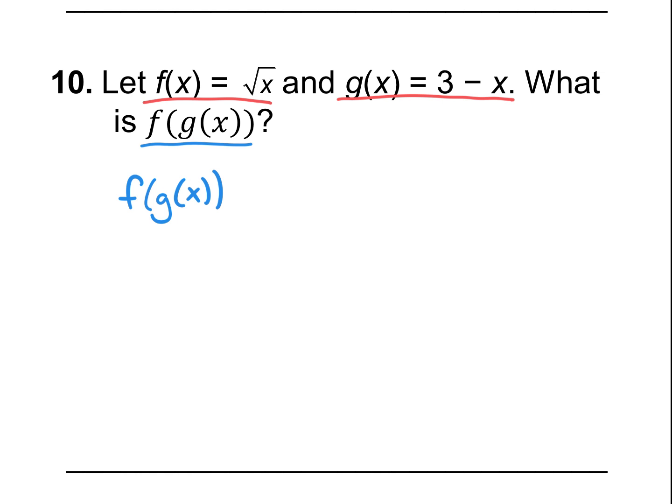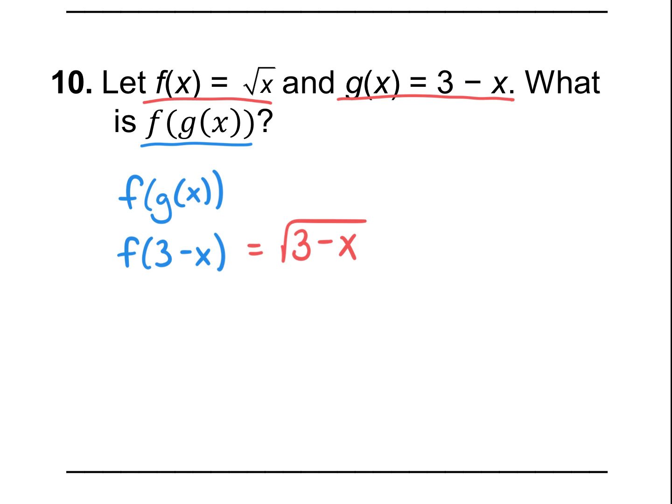Do I know what g of x is? What is g of x? 3 minus x. So this now turns into f of 3 minus x. So now, what do I do with this 3 minus x? Plug it into that f function here. So now this turns into square root of what? 3 minus x. So all that happened was I took this right here and I plugged it in for the x there. Remember, it replaces the x. It doesn't go with it.